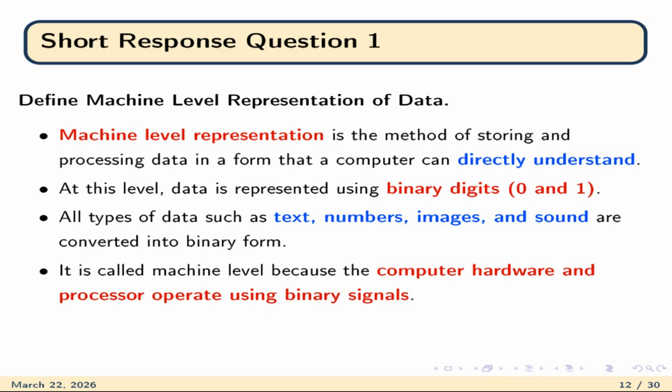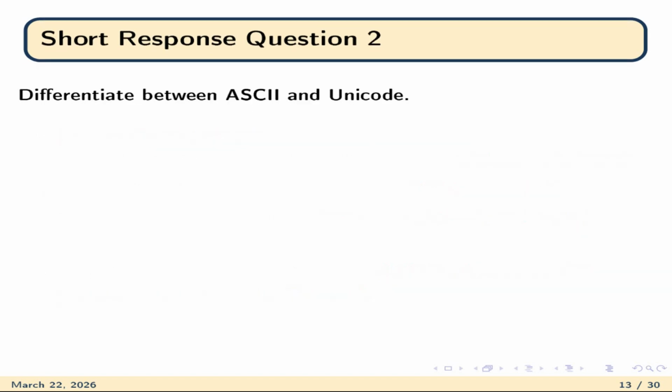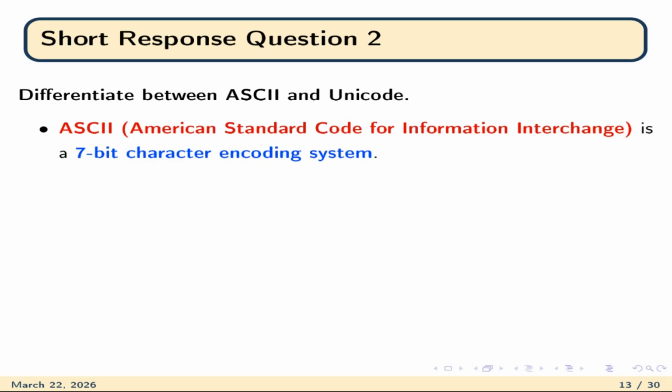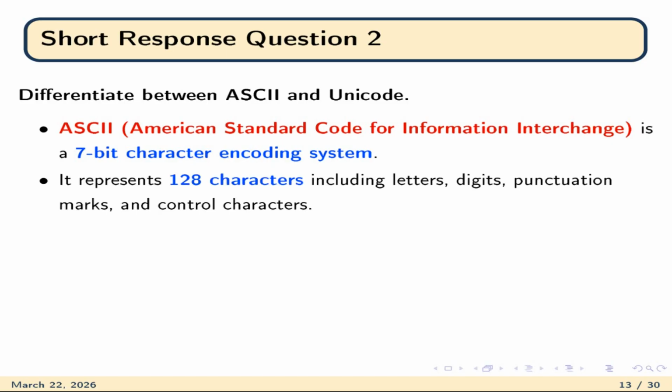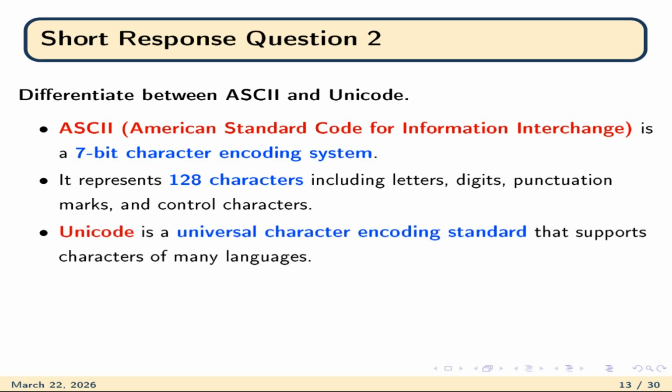It is called machine level because the computer hardware and processor operate using binary signals. Question number 2: differentiate between ASCII and Unicode. ASCII stands for American Standard Code for Information Interchange, a 7-bit character encoding system. It represents 128 characters including letters, digits, punctuation marks, and control characters.